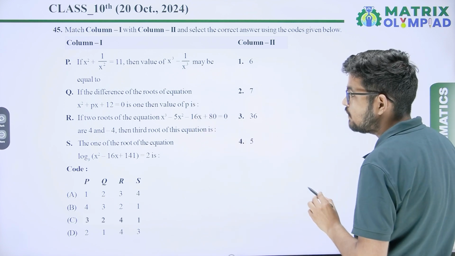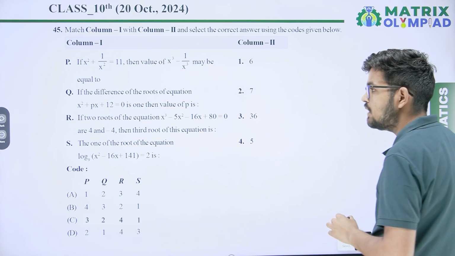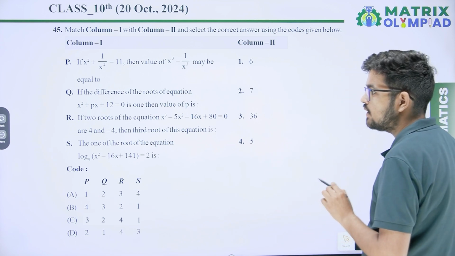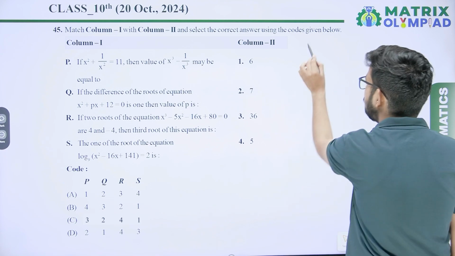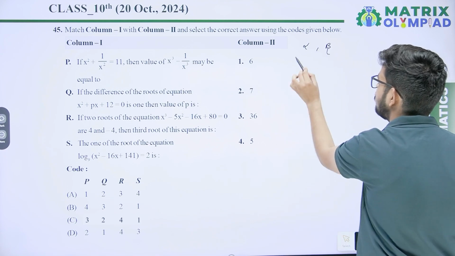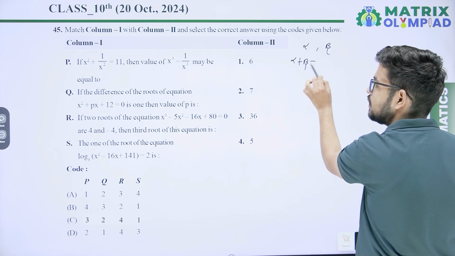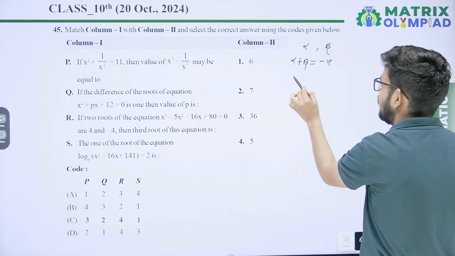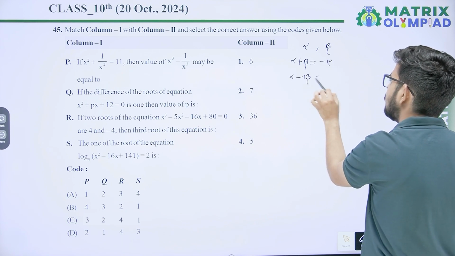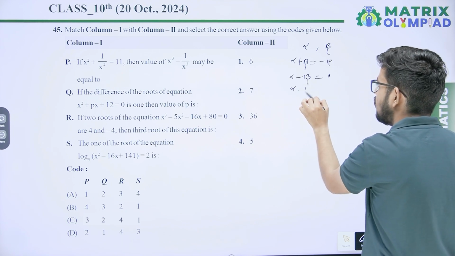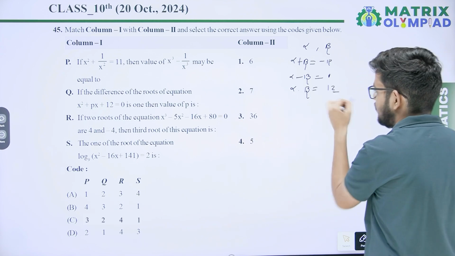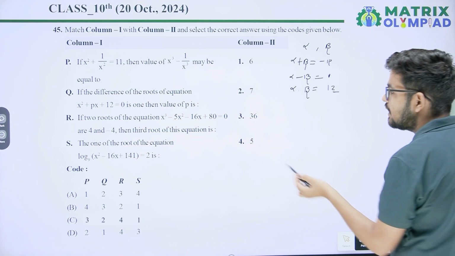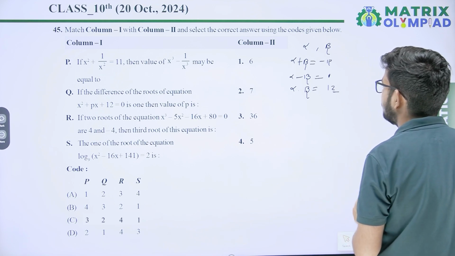Q, if the difference of the roots of equation x square plus px plus 12 equal to 0 is 1, then the value of p is. Okay, just assume the roots are alpha and beta. So alpha plus beta equal to minus p, and alpha minus beta equal to 1, it is given, and alpha dot beta equal to 12, c by a. Okay, now we have to find the value of p.